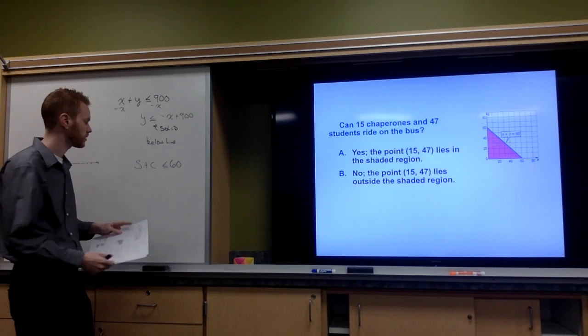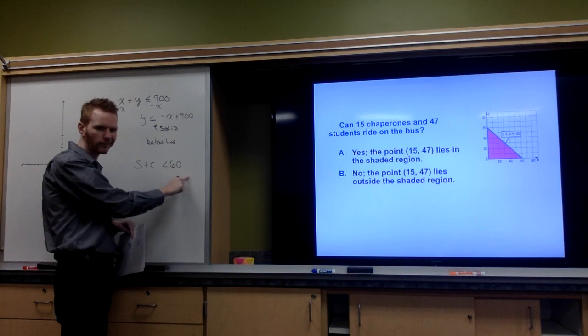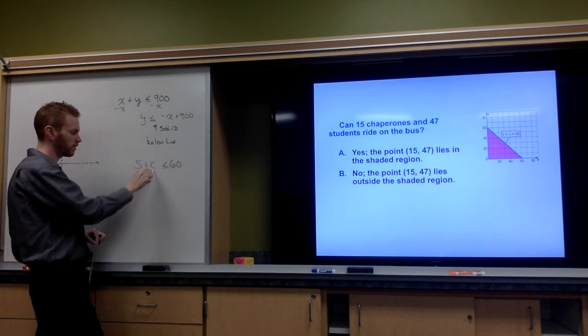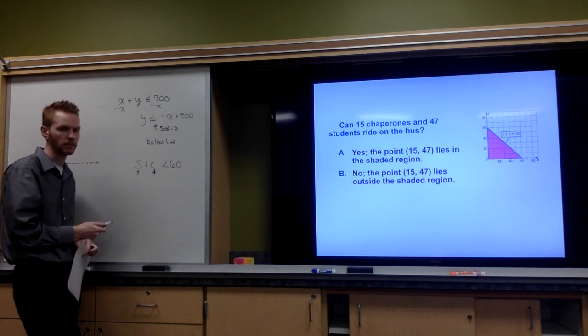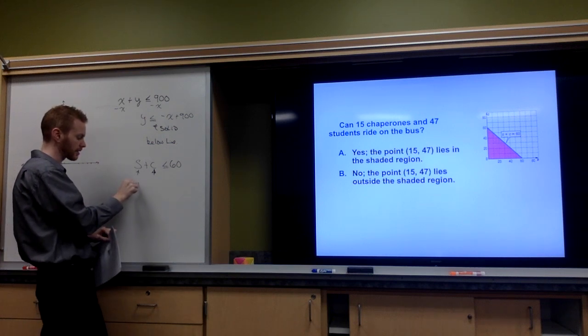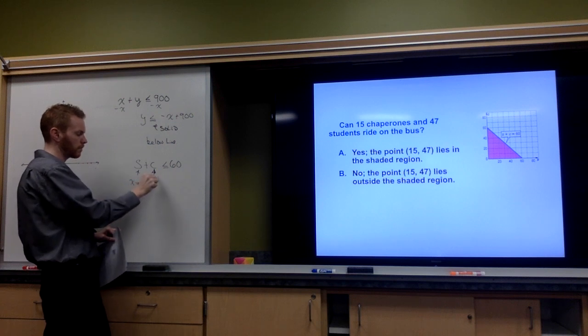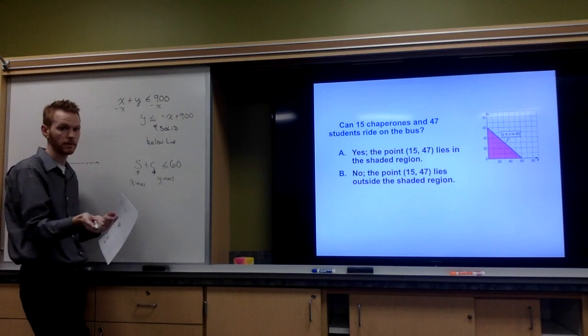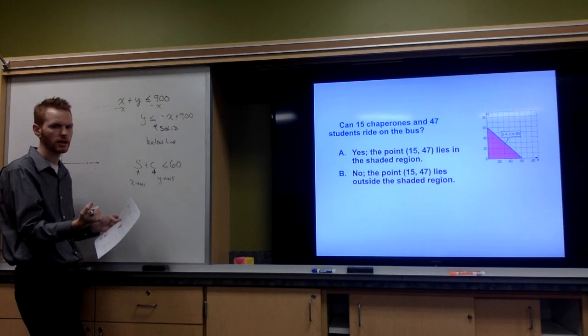So when you're not sure what to do, plug zeros in. So if I plug 0 in for this one and this one, what's the answer going to be? And make a decision. Students are going to be the x-axis, I'm going to say. Chaperones are going to be the y-axis. I could have flipped them, okay? I just made a decision ahead of time.